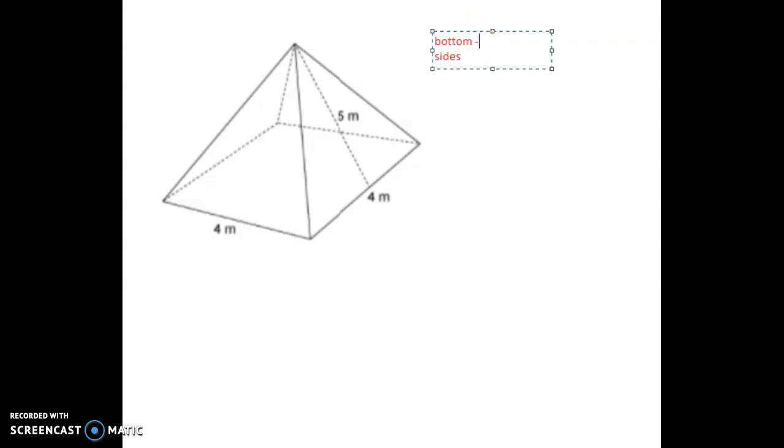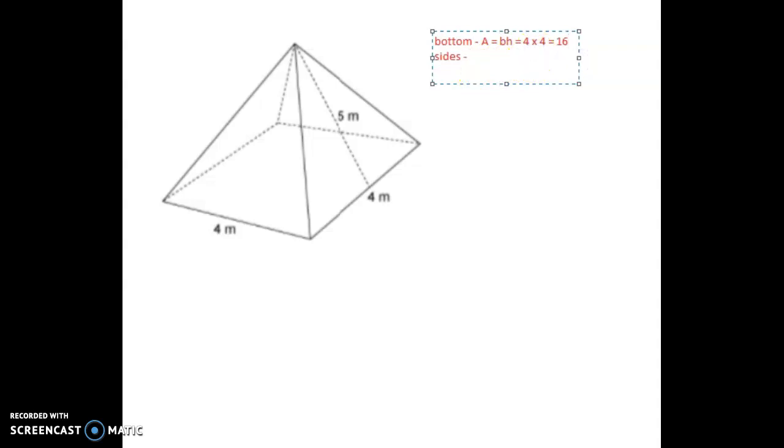So let's get started at the bottom of the shape. Now the bottom of the shape we know is a square, which is a rectangle. So again, it's base times height, which would be 4 times 4, which would give us 16. So that's the bottom. Our bottom of the shape is going to be equal to 16.